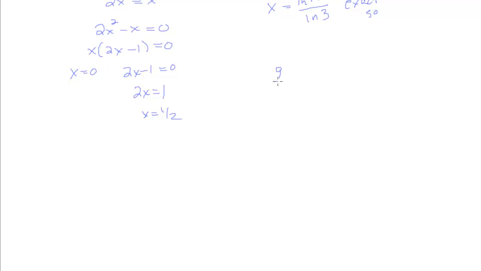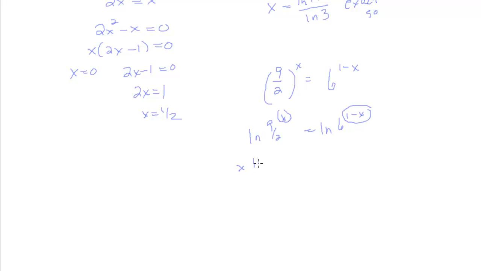Alright, so 9 over 2 to the x is equal to 6 to the 1 minus x. So again, I can't manipulate like bases, so I'm going to apply natural log to both sides. So I have natural log of 9 over 2 to the x is equal to natural log of 6 to the 1 minus x. So what this enables me to do is to pull down those exponents.